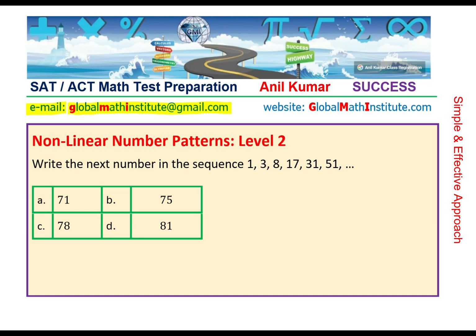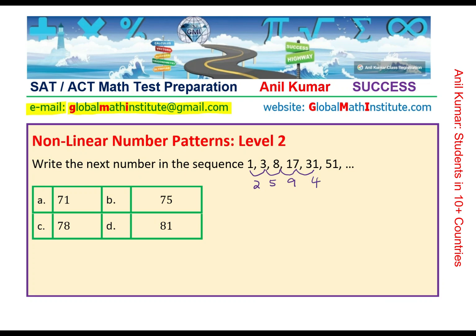This time we have a sequence which is 1, 3, 8, 17, 31, 51. How do we work with this? Let's find the first difference as we did. 3 minus 1 is 2, and then 8 minus 3 is 5, and then 17 minus 8 is 9, and then 31 take away 17 is 14.